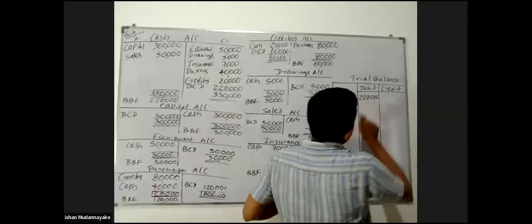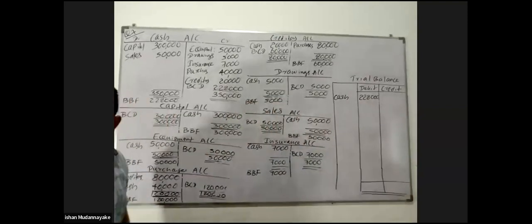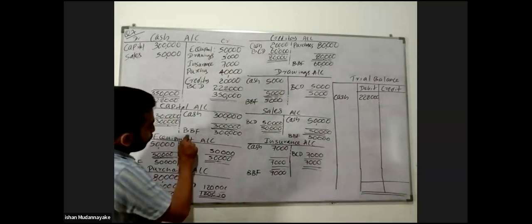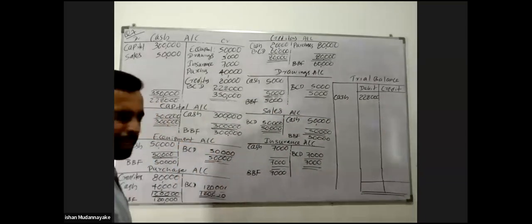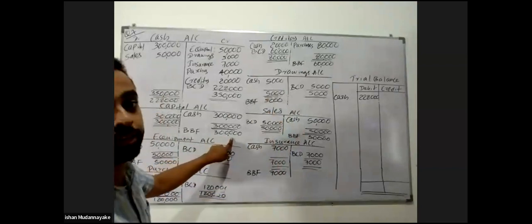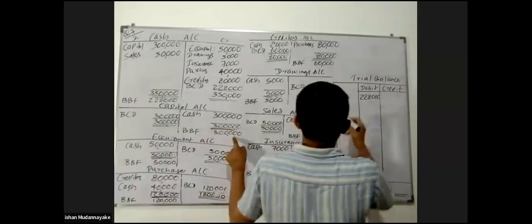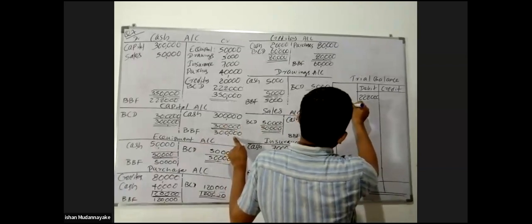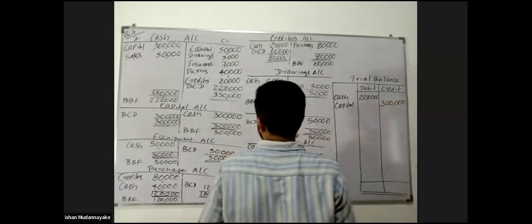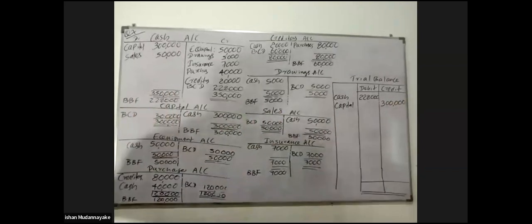Right, cash balance brought forward from the debit side. This brought forward cash balance, you need to debit into the trial balance: 228,000. And then the capital account closing balance, balance brought forward from the credit side. In the trial balance also, on the credit side, you need to record this 300,000. Trial balance, capital, credit side 300,000.